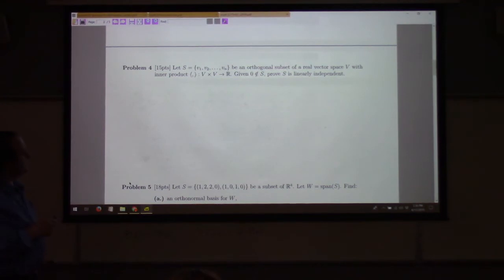Here's an orthogonal subset S of a real vector space V with inner product. Given that 0 is not in S, prove it's linearly independent. This is like a fastball straight down the middle. This is something we proved in class. I spent like 10 minutes doing this, right? I mean, between 2 and 10 minutes doing this. I can't remember. But anyway.